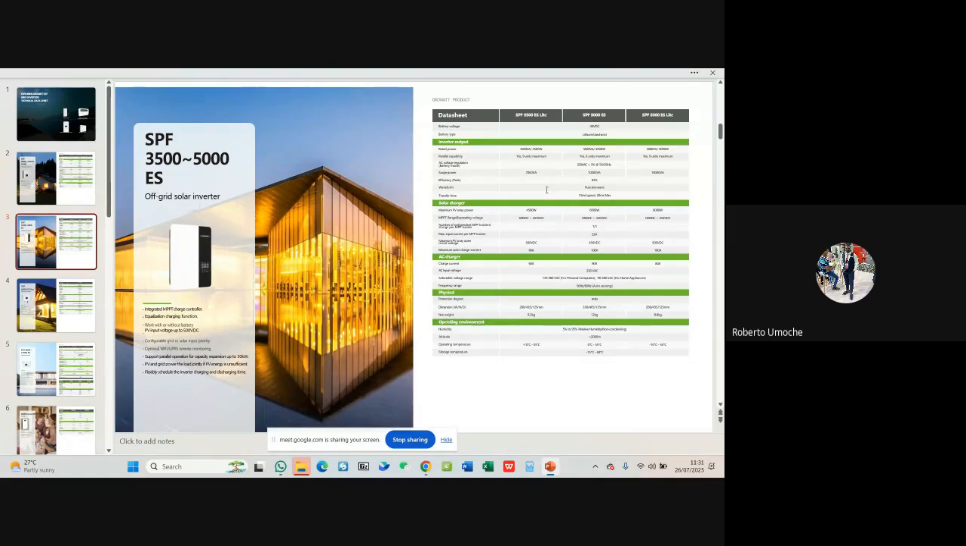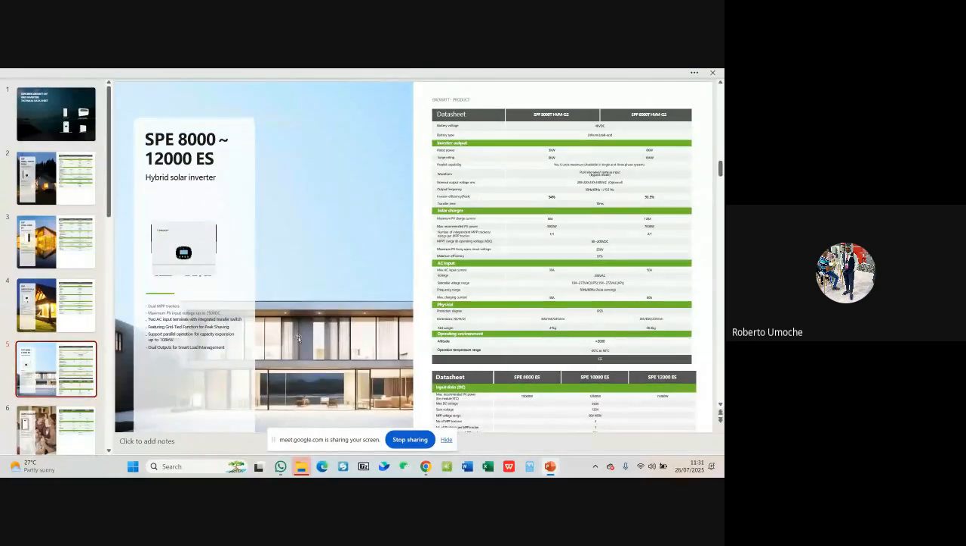I brought you guys back to this point. So the battery voltage is 48 VDC, battery type lithium/lead acid battery, and then the rated power for this, you have 3,500. Then parallel compatibility is 9. You can connect 9 of them in series.